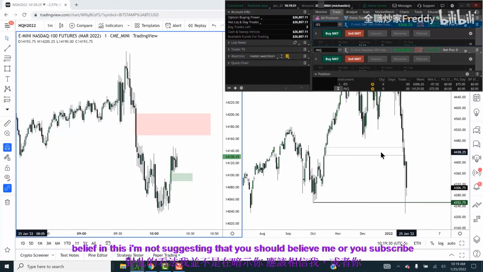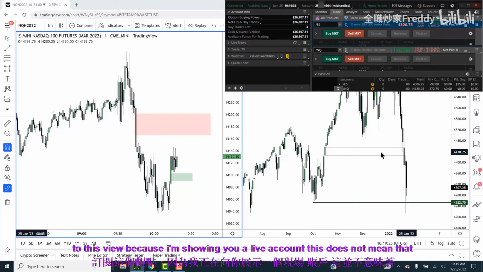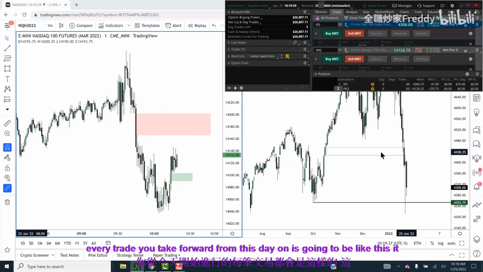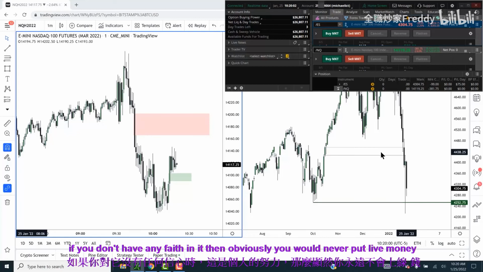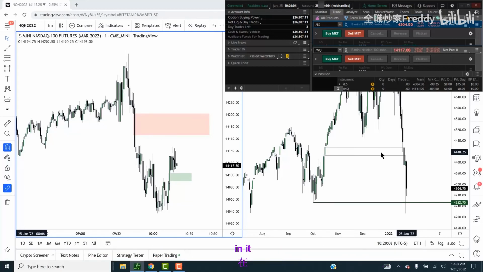And this is, again, just my personal belief in this. I'm not suggesting that you should believe me or subscribe to this view because I'm showing you a live account. This does not mean that every trade you take forward from this day on is going to be like this. It doesn't mean it guarantees profit. It doesn't. But my belief and my faith is that I've seen this work so many times over the last 30 years that I know this is something that's going to work enough for me. And that's all that matters. It's a personal endeavor when you're speculating. If you don't have any faith in it, then obviously you would never put live money in it.